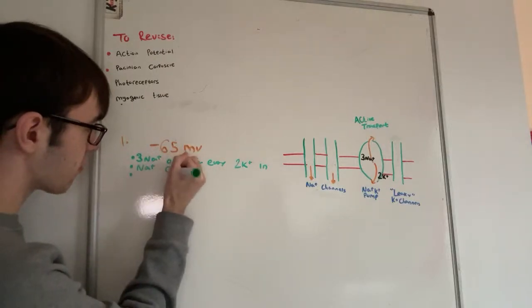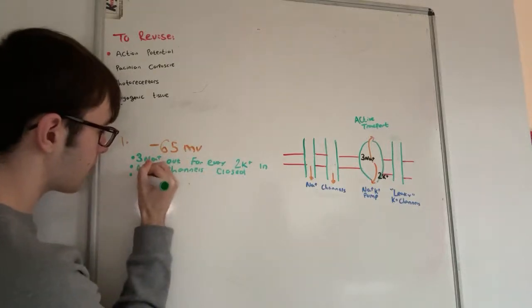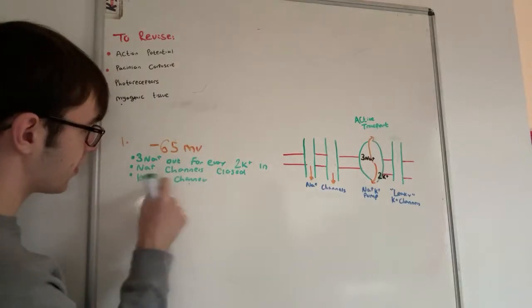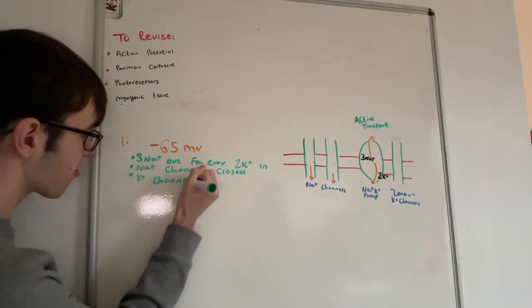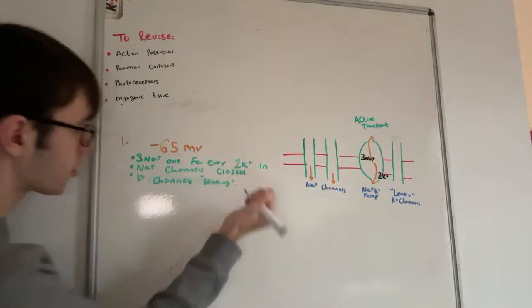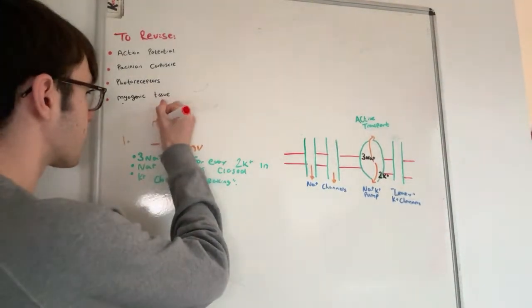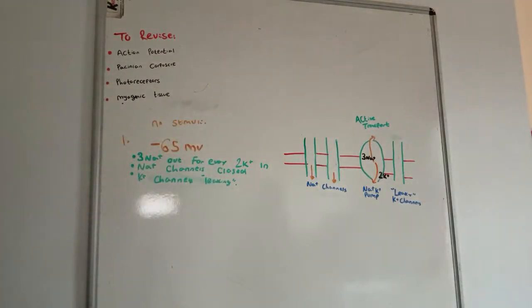Na plus channels are closed, and K plus channels are leaking. I shouldn't have put ion there, I'm literally saying ion twice. Cool. Okay. So that is the first step when there is no stimuli. No stimuli, so there is a negative potential. It is polarized.